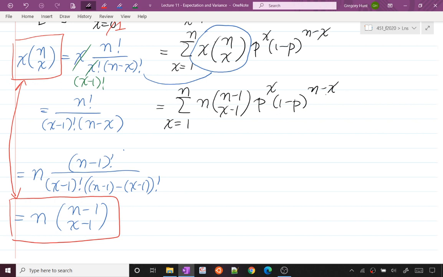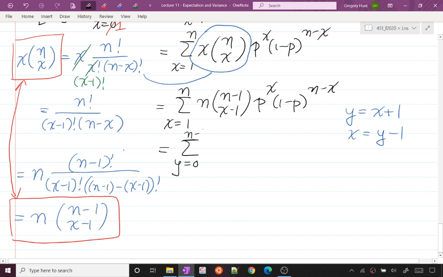Now, I want to change my variable here. I want to work with y, which is x minus 1, or equivalently, x is y plus 1. So if I substitute in, I can rewrite this sum instead of as a sum from x goes 1 to n, as a sum as y goes 0 to n minus 1.